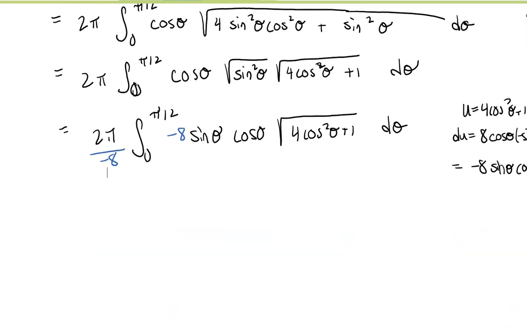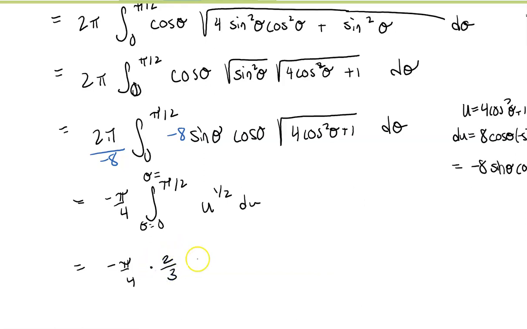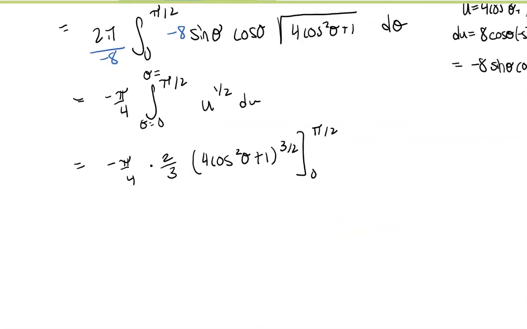So we have negative pi over 4 times the integral from 0 to pi over 2, and keep in mind these are thetas, of u to the 1/2 du, and that's something we know how to work with. That gives me u to the 3/2 over 3/2. So I'm going to multiply by 2/3, and I'm going to have my 4 cosine squared of theta plus 1 to the 3/2 power, and that all goes from 0 to pi over 2. The trig is going to be a little bit messy, not going to lie to you, but we can handle it. So canceling out constants, I get negative pi over 6.